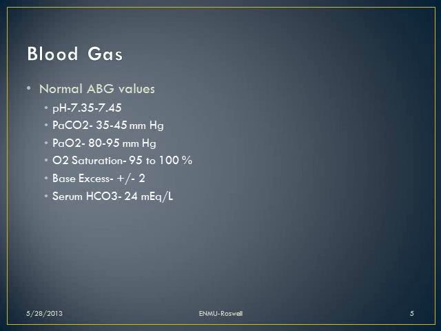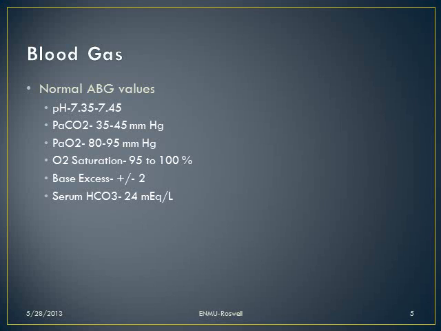So normal ABG values that you need to learn: pH, like we talked about, is 7.35 to 7.45. CO2 is going to be 35 to 45 millimeters of mercury. Realize there's a correlation between pH and CO2. They are inversely proportionate, meaning if you've got a pH of 7.35, your CO2 is probably going to be closer to 45. And if you've got a pH of 7.45, your CO2 is probably going to be closer to 35, and vice versa.